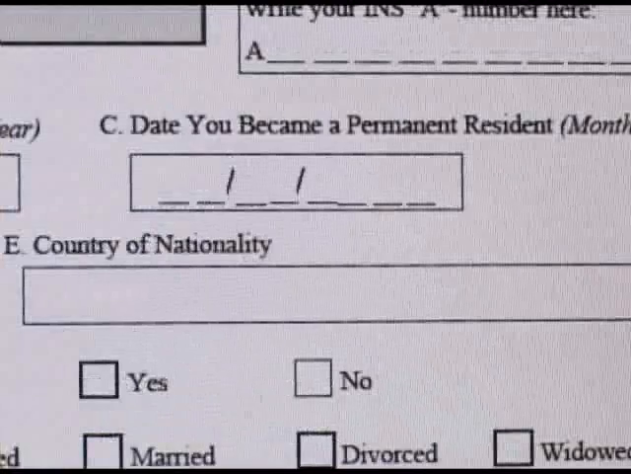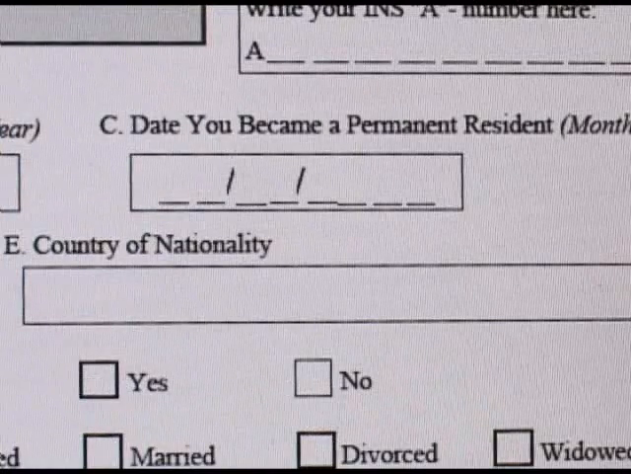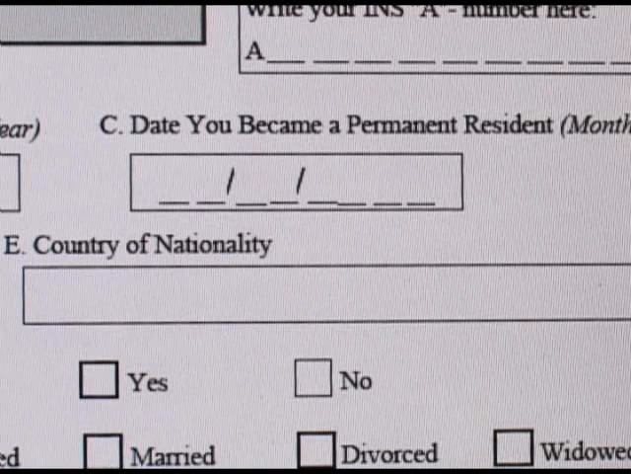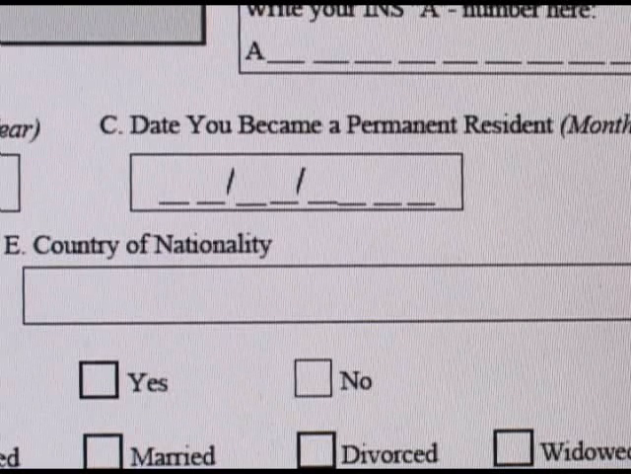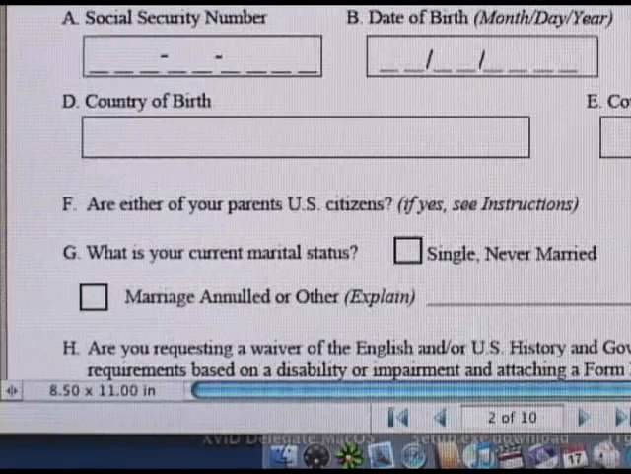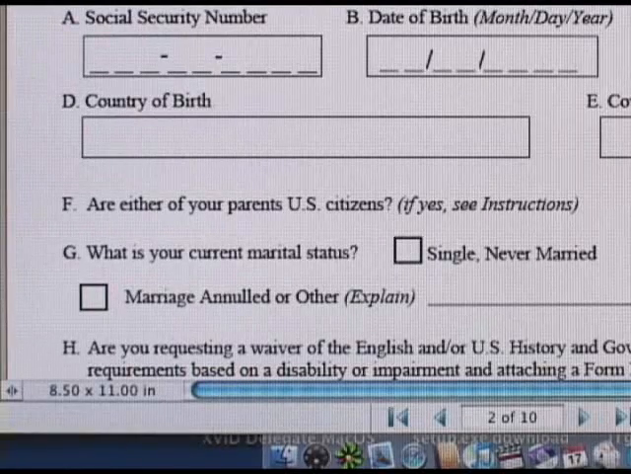If you are not sure of the date you became a permanent resident, check your green card. It will list this information. Your country of nationality is the country where you are currently a citizen or national. Part G, your current marital status. This question asks what your marital status is on the date of filing the application.